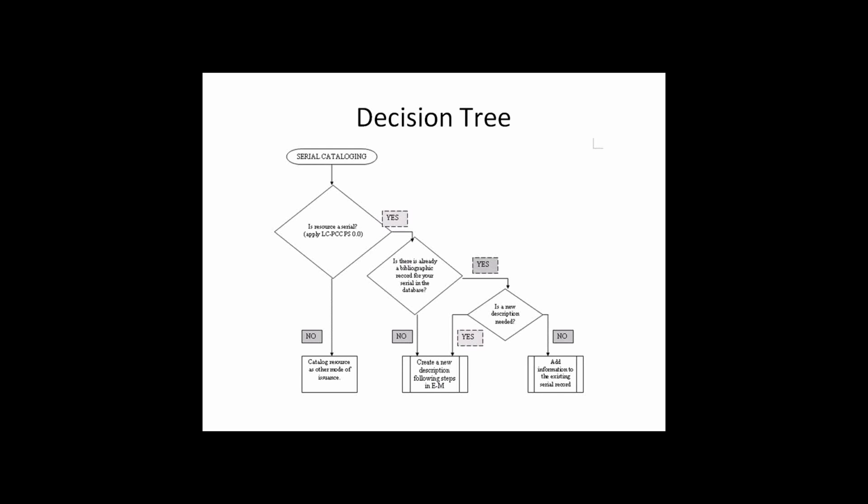So this shows the decision process. First, is the resource a serial? It points you to the appropriate LC PCC policy statement for making those decisions. Then if it is a serial, is there a record or a description already available in the database that you're using? And then there's the need to decide, if you do have a description, whether a new description is necessary because of a title change, for example, or whether you can work with the existing record and simply update it because of a variant title, for example.